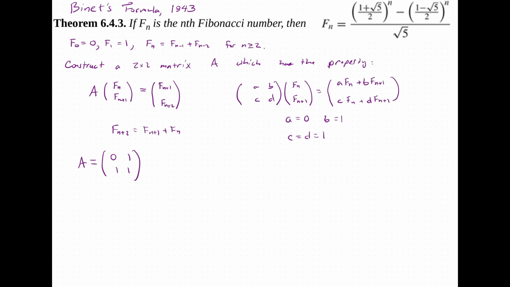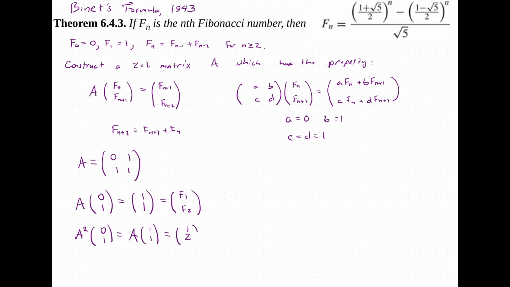How are we going to use A for what we want? Here's the way we're going to go about it. We take A, and we multiply this matrix A by the column vector 0, 1. Then we're going to get back 1, 1. But 1, 1 is F1 and F2. What if we multiply this equation by A again? That will give us A squared times 0, 1 is equal to A times 1, 1, which then gives us 1, 2. And now that is F2, F3.